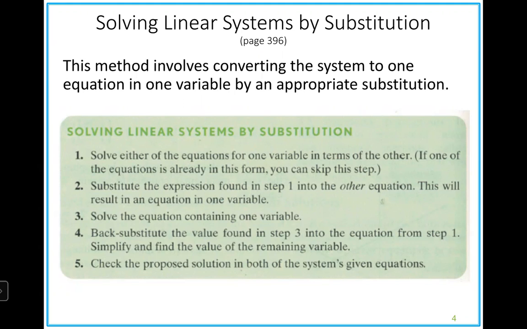Substitute the expression found in step 1 into the other equation. This will result in an equation in one variable. Then you're going to solve the equation containing the one variable. And once you get that answer, you're going to back substitute the value found in step 3 into the equation from step 1. And then you could simplify that to find the remaining variable. And then you're going to check to see if it works for both. Okay? So that's on page 396, this explanation, this 5-step.